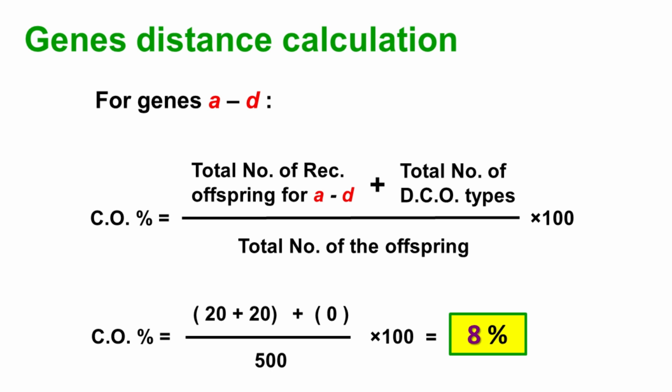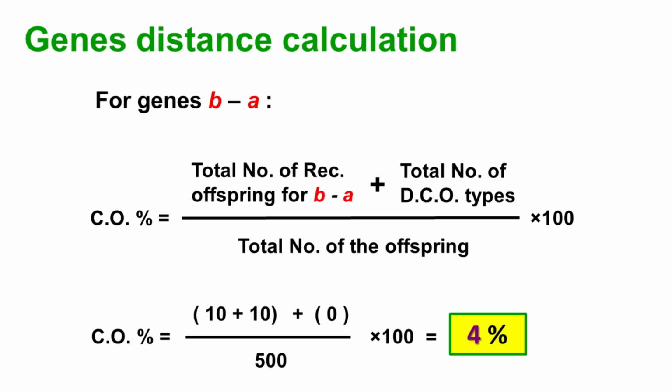To calculate the distance between genes A and D, we sum the offspring resulting from the single crossover between these two genes, which is 20 plus 20, and add the double crossover types, which in this case is 0. This total is divided by the total number of offspring, which is 500, and finally multiplied by 100, resulting in 8%. This means the distance between the two genes is 8 map units or centimorgans.